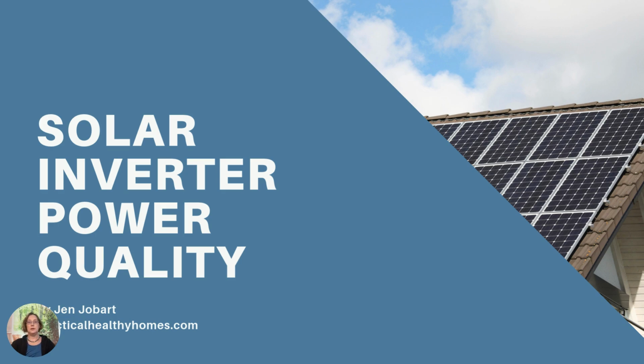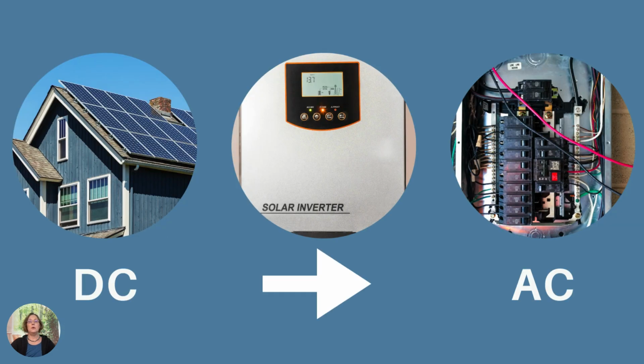Hi, I'm Jen. In this presentation, I'm going to talk about and show measurements of power quality created by three different photovoltaic systems in Northern California. Residential PV systems use an inverter to transform direct current power generated by the solar panels into the alternating current power that most of our home appliances and fixtures use.